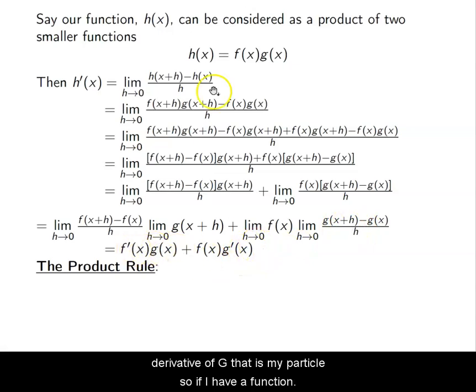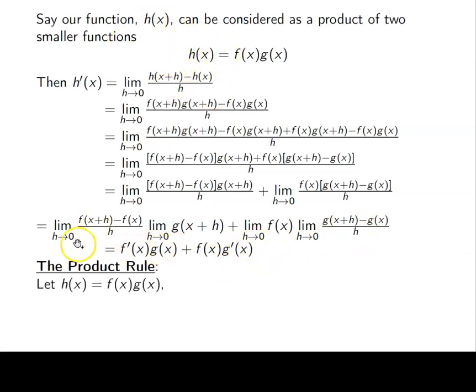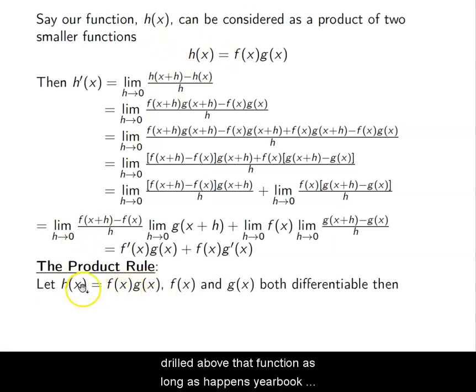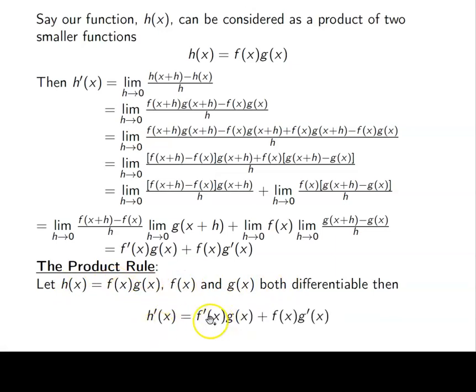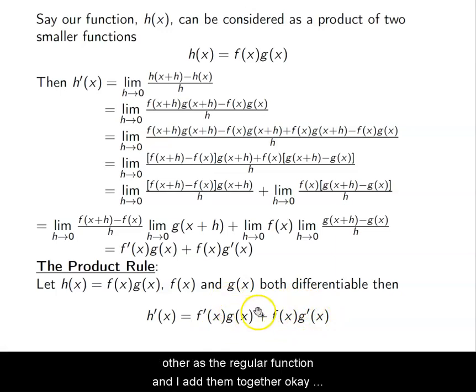That is my product rule. If I have a function that is the product of two other functions, then the derivative of that function, as long as f and g are both differentiable, is the derivative of the first function times just the second function plus the first function times the derivative of the second function. So I'm alternating which function I'm taking the derivative of while I keep the other as the regular function and I add them together.